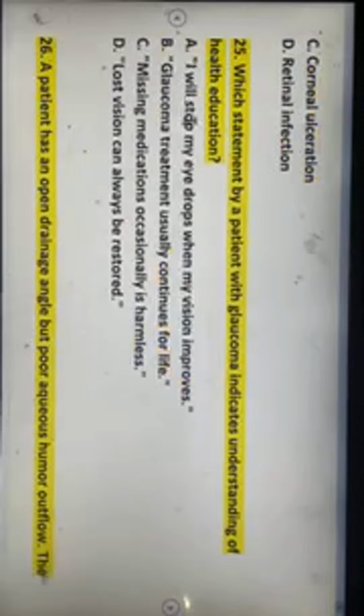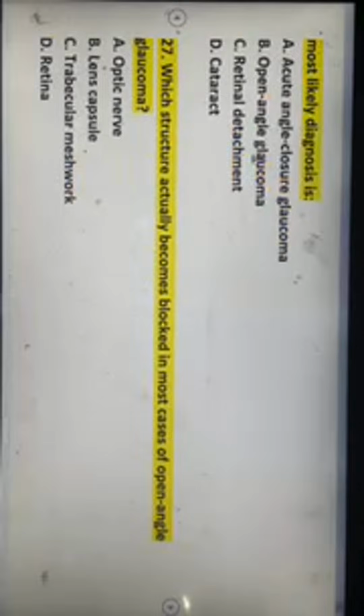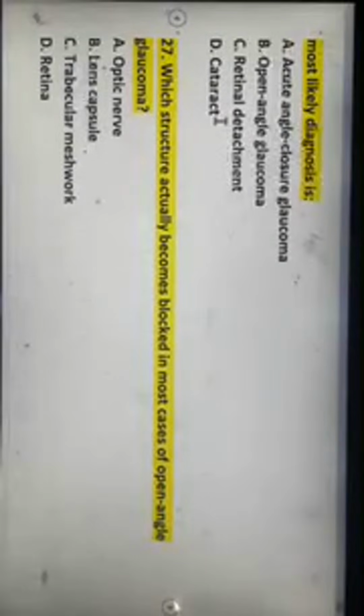A patient has an open drainage angle but poor aqueous humor outflow. The likely diagnosis is A. Acute angle closure glaucoma, B. Open angle glaucoma, C. Retinal detachment, and D. Cataract. So, what is the right answer?